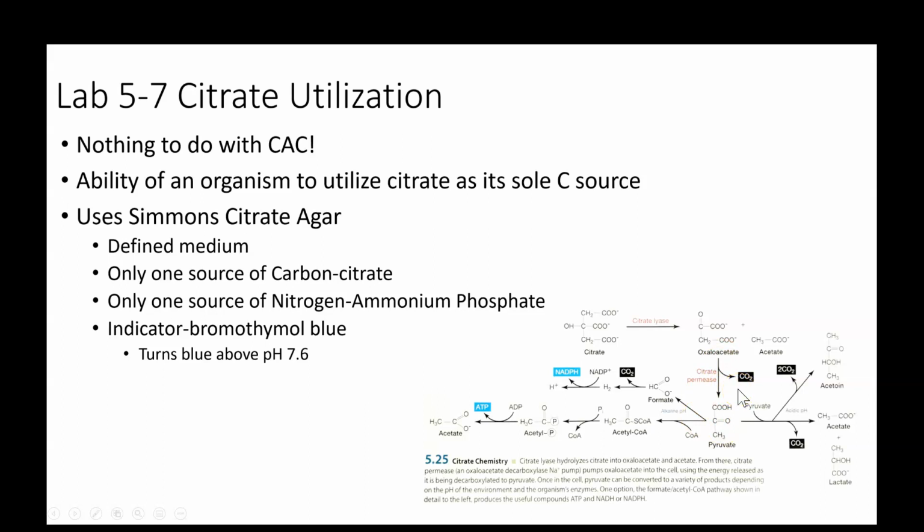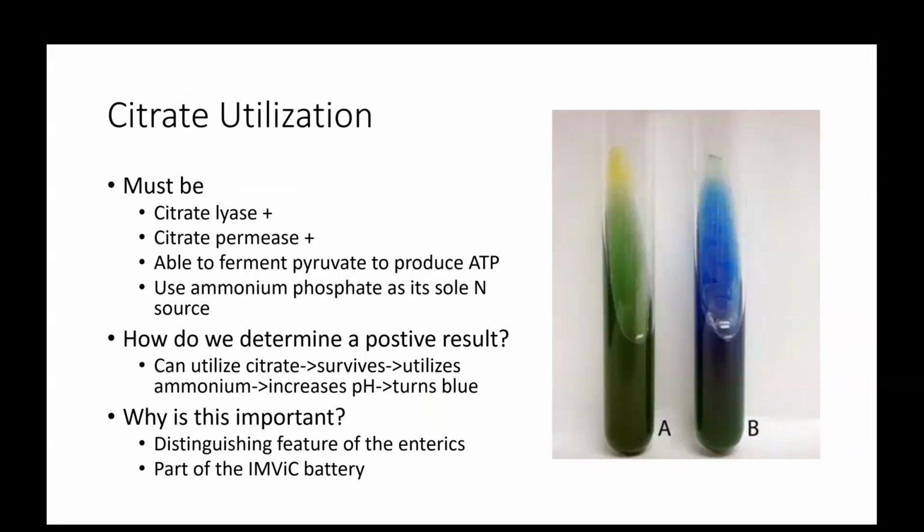This import changes oxaloacetate into pyruvate. And of course, we all know that pyruvate is the end product of glycolysis. So now we have pyruvate inside the bacteria, and now this bacteria can ferment pyruvate to produce ATP. Now, that should raise a big alarm in your head because that's not what we ever talked about. If you think about what we talked about with pyruvate, it's an end product of glycolysis, and then usually it accepts electrons from our electron carriers to turn into an acid, an alcohol, or a gas.